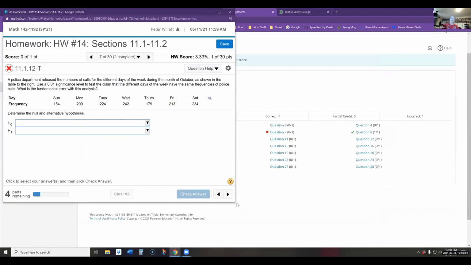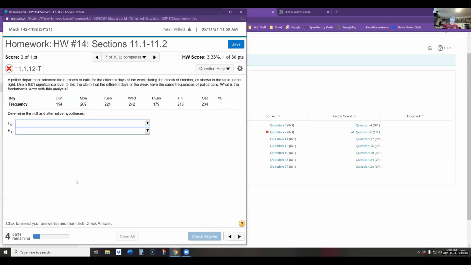Okay, so I'm looking at lucky number 7 from our final homework set for the semester. It says a police department released the numbers of calls for the different days of the week during the month of October. As shown in the table to the right, use a 1% significance level to test the claim that the different days of the week have the same frequencies of police calls. And then there's a follow-up. What is the fundamental error with this analysis?